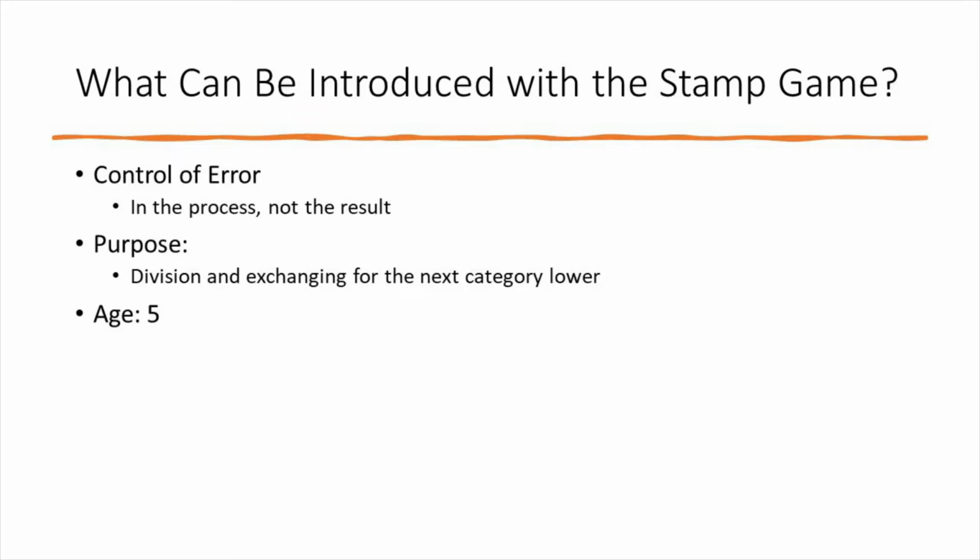Now, to finish up with our slides at this point, before I jump into the video presentation, I just want to remind you that the control of error in the stamp game in these operations is in the process, not the result. So if you have a child that's not getting the right answer, just make a mental note of it. Observe it. You might need to come back and represent something to the child, but we're not interested in correcting the child at this point. We're not giving them a control of error to go check their answers. We're interested in the process, not the result. And that's what this is all about.